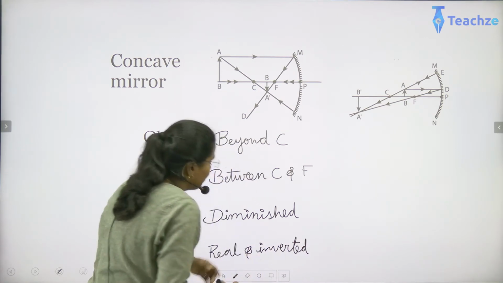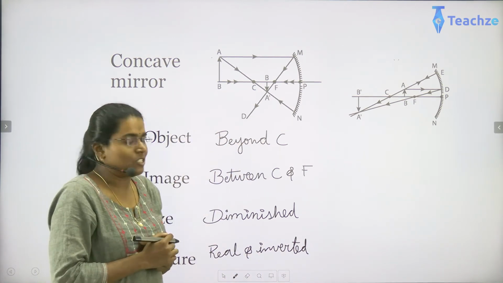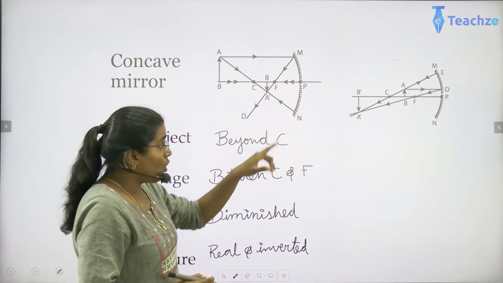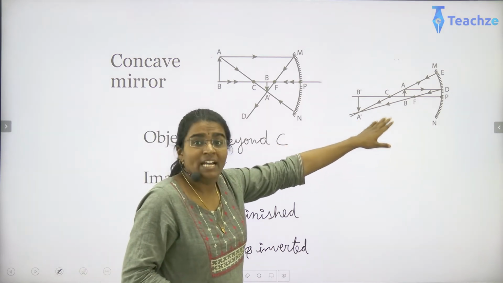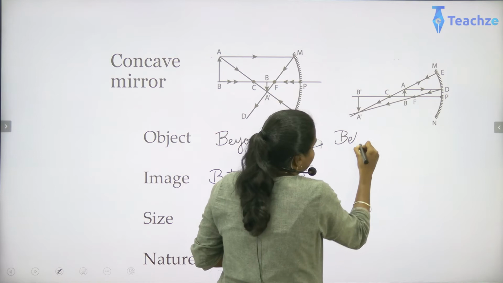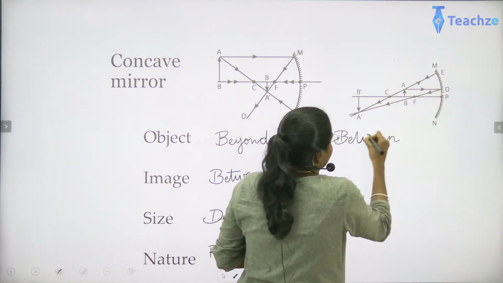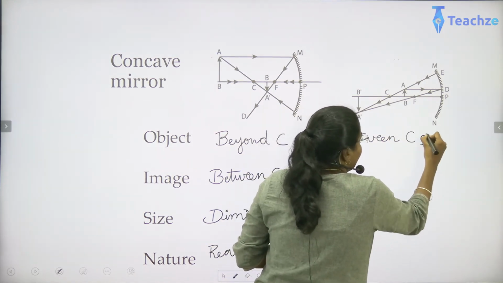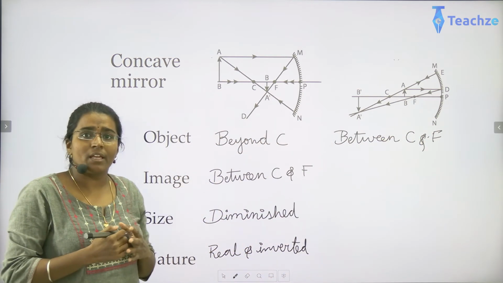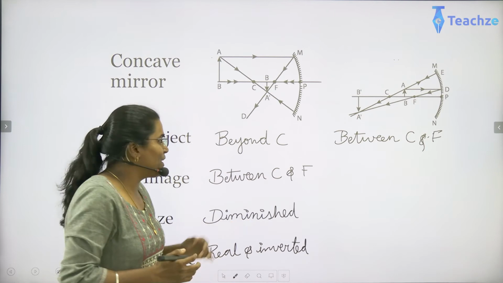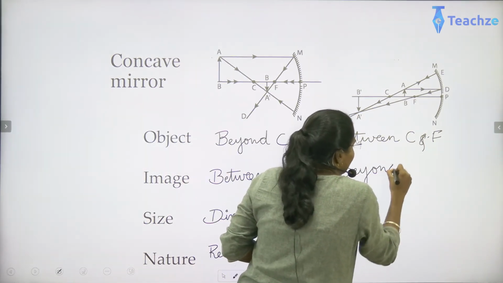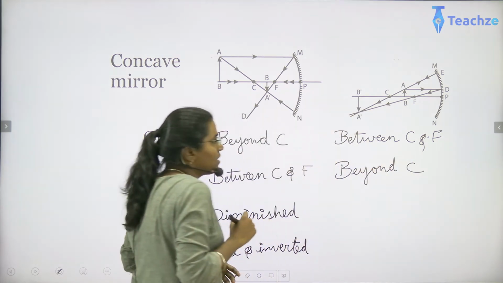Real and inverted will be the nature of my image. Okay, now we will move on to the next one. My object is between C and F. I have kept my object between C and F. So where will be my image? Beyond C. Very good. It will be beyond C.